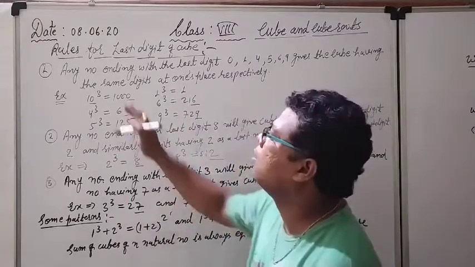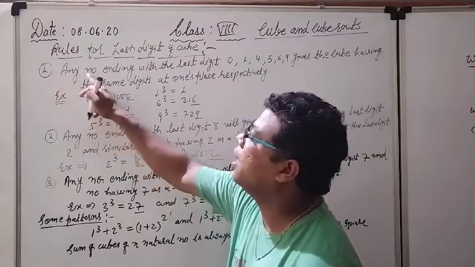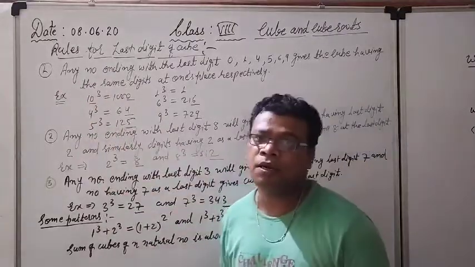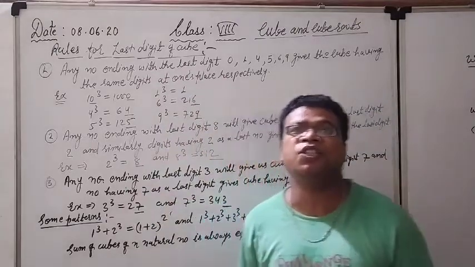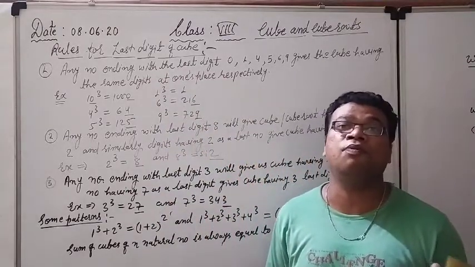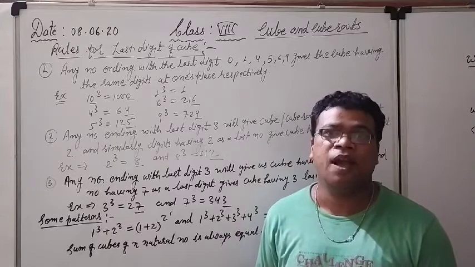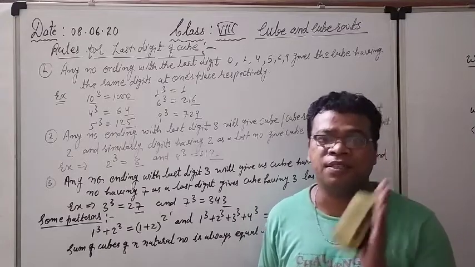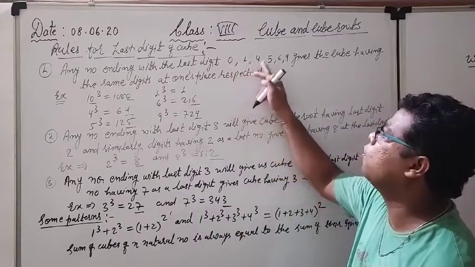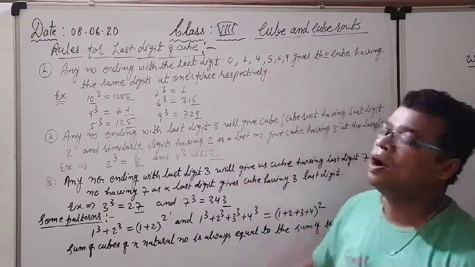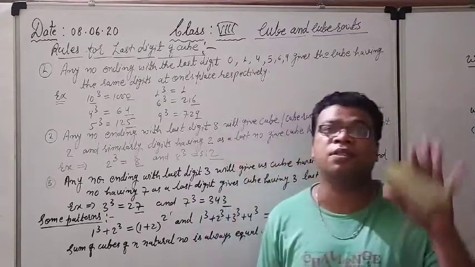Look here, what I have written here. Number first, any number ending with the last digit. Ending with the last digit means I am going to talk about the ones place digit. So either the ones place digit is 0, 1, 4, 5, 6, 9. How many digits are there? Actually there are 6 digits.